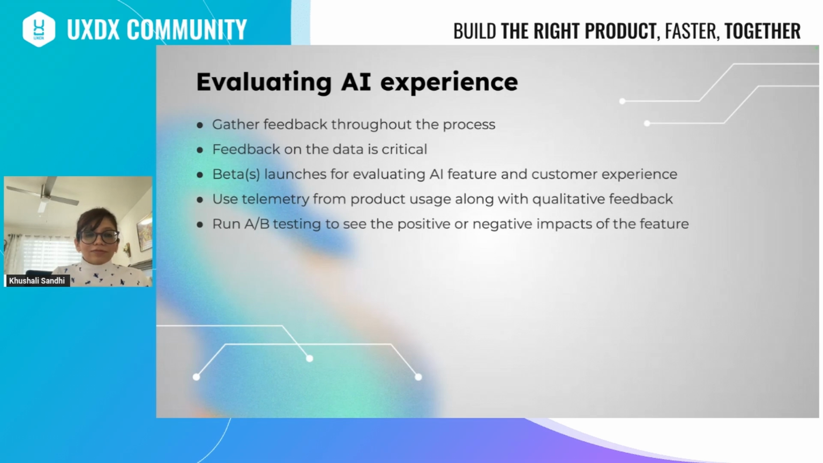So as a designer, I would encourage having beta launches, maybe multiple ones if needed, to see how the customers are reacting to it and how the AI is actually helping customers. Also define the telemetry from the product usage along with the qualitative feedback. This will really help us see how the customer is reacting to it. At the same time, I would say the feedback on the data is critical in this scenario rather than just the interaction. The spreadsheet that we had created to understand the data, maybe that is something we show to the customers, right? Get feedback on that. We might also do A/B testing with multiple versions if needed to see the positive and negative impact of the feature that we launched.